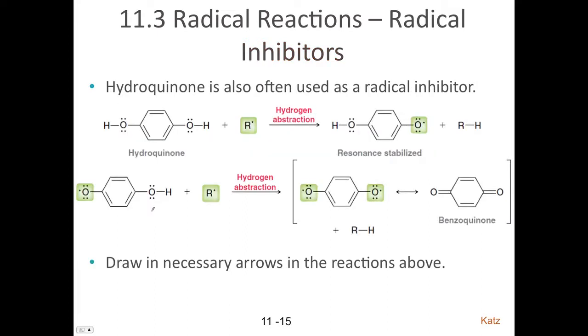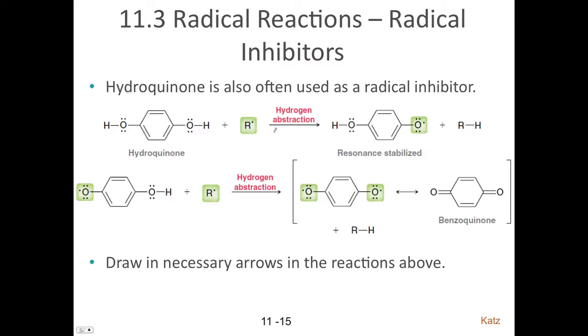And so what molecules can we use to inhibit a radical process or to stop a radical process? Well, one of the things that we can do is use hydroquinone as a radical inhibitor. And how does that work?